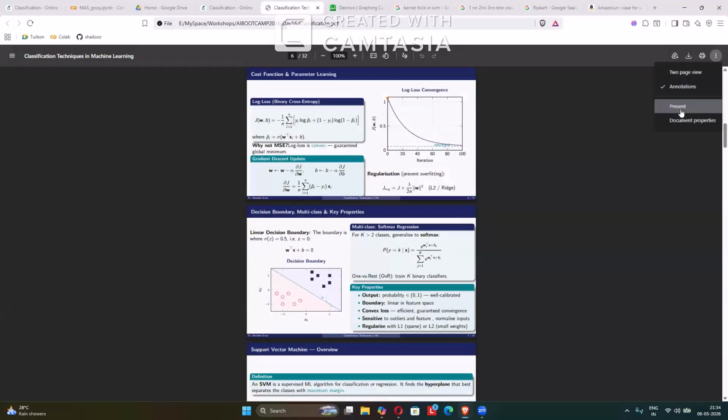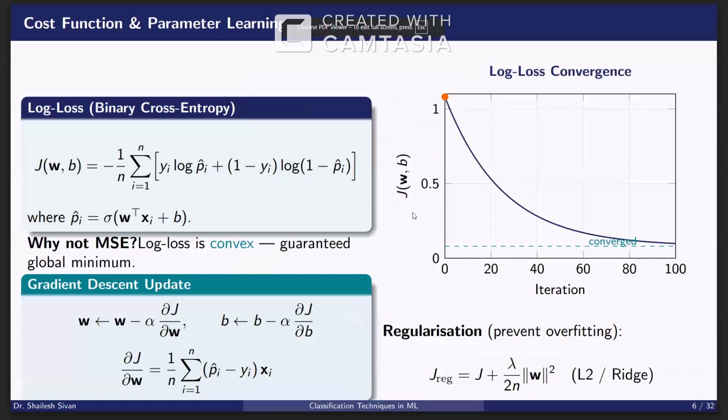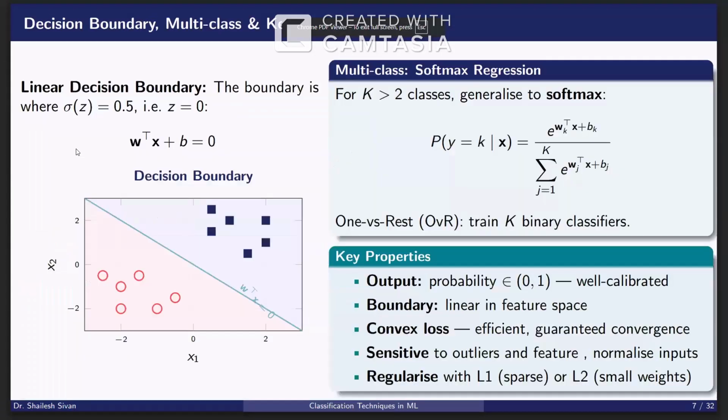So now you understand what happens in logistic regression. With a given set of data, we have to find appropriate values for W and B. Finally, if a new point comes, we substitute it into the equation 1 by 1 plus e raised to W transpose X plus B. If you get a value greater than 0.5, that belongs to class 1. Otherwise, it belongs to class 0.